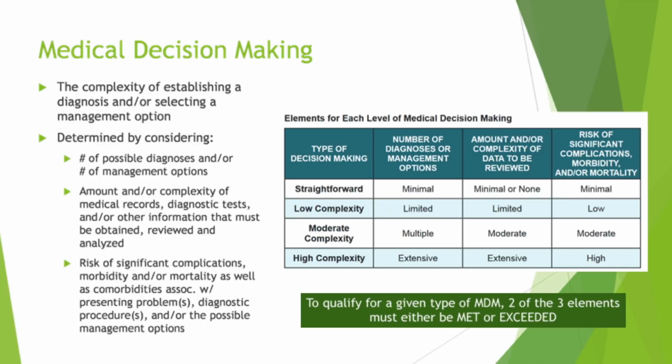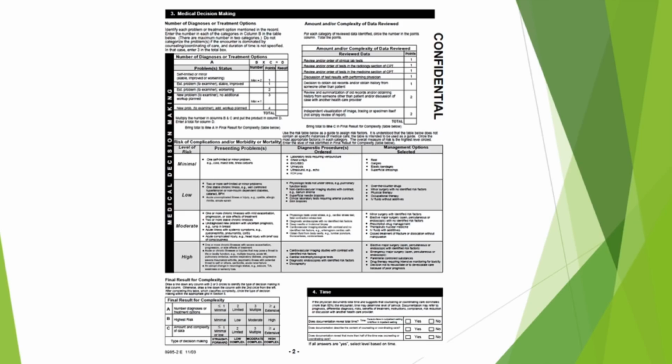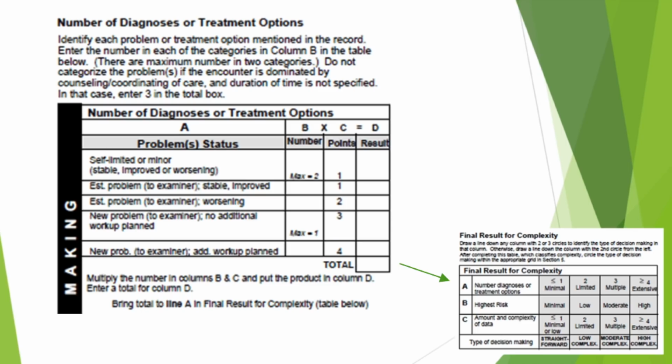Note that to qualify for a given type of medical decision-making, 2 of the 3 elements must either be met or exceeded. There is an entire page dedicated to this on our coding worksheet. Let's break that down.